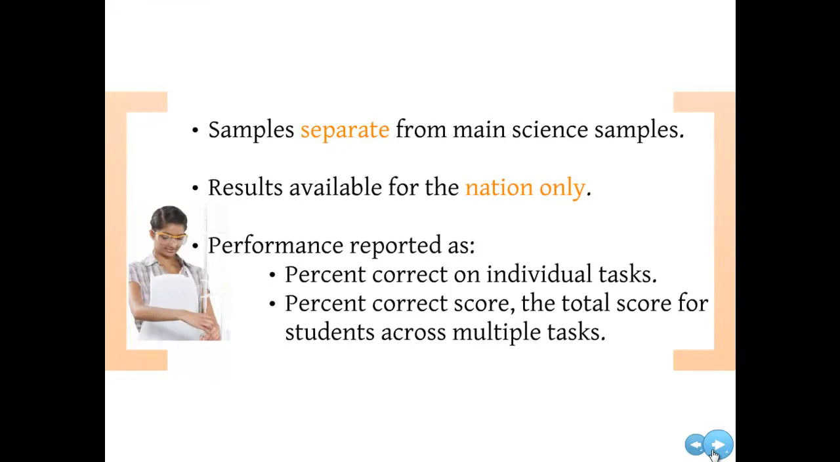The samples of students assessed were separate from those in the paper and pencil 2009 NAEP Science Assessment. Results are available at the national level only. Student performance is reported in two ways: percentage correct on individual tasks and the percentage correct for all students across multiple tasks.